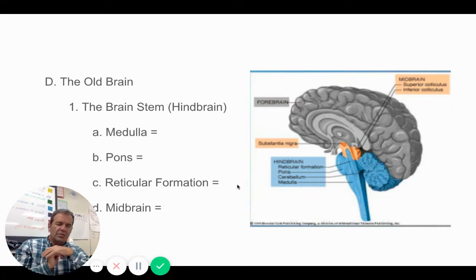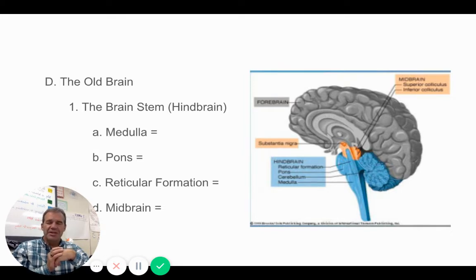And the pons regulates several functions, including hearing, our balance or equilibrium, taste, and facial movements. Okay, so I don't know if you know, Jim Carrey has a lot of facial expressions. Okay, that comes from your pons, all right?